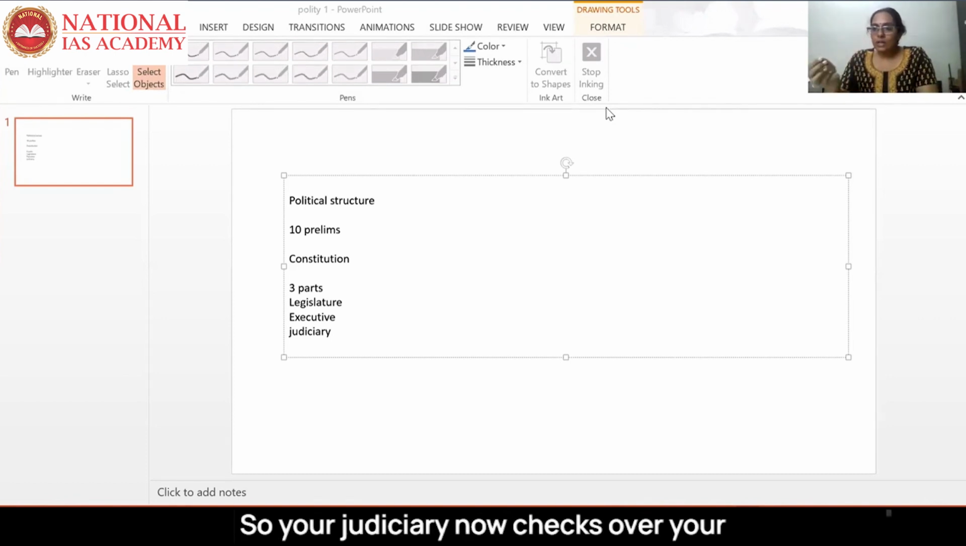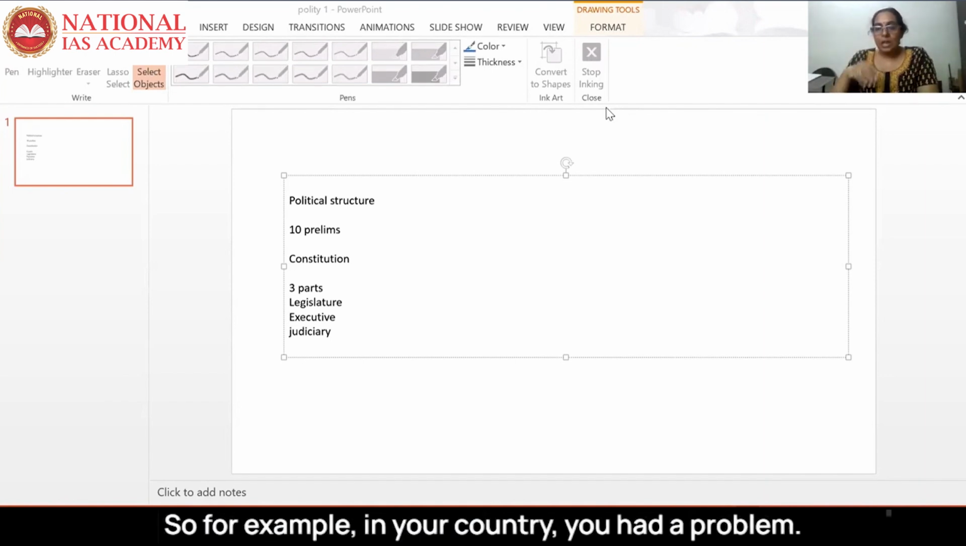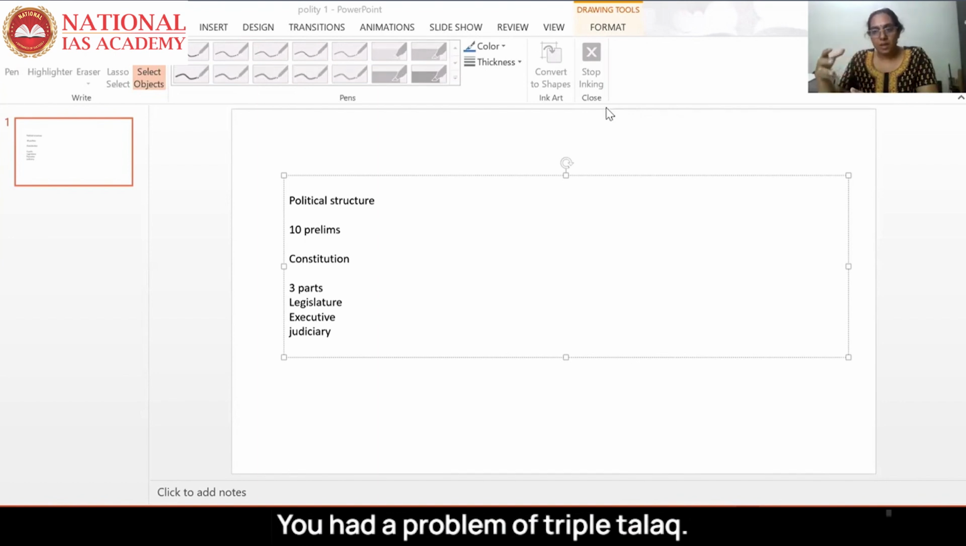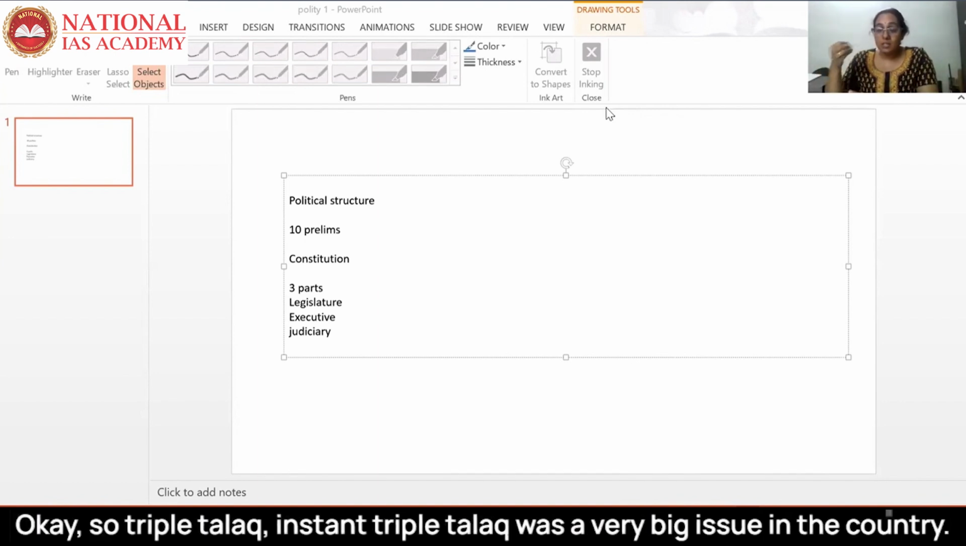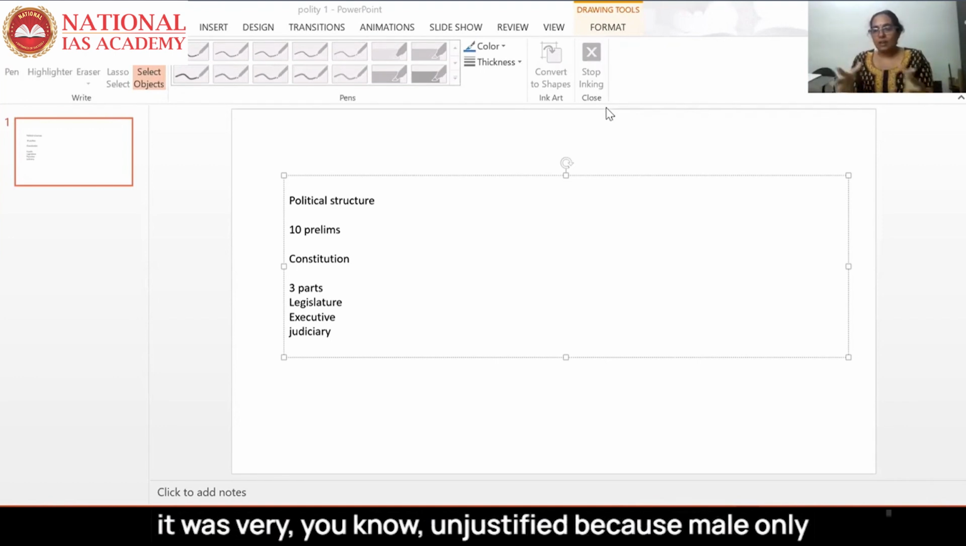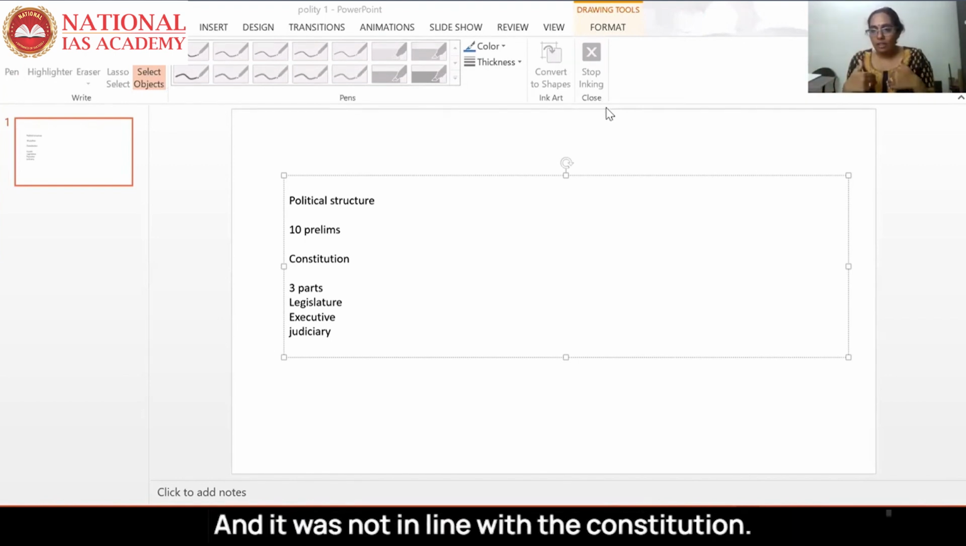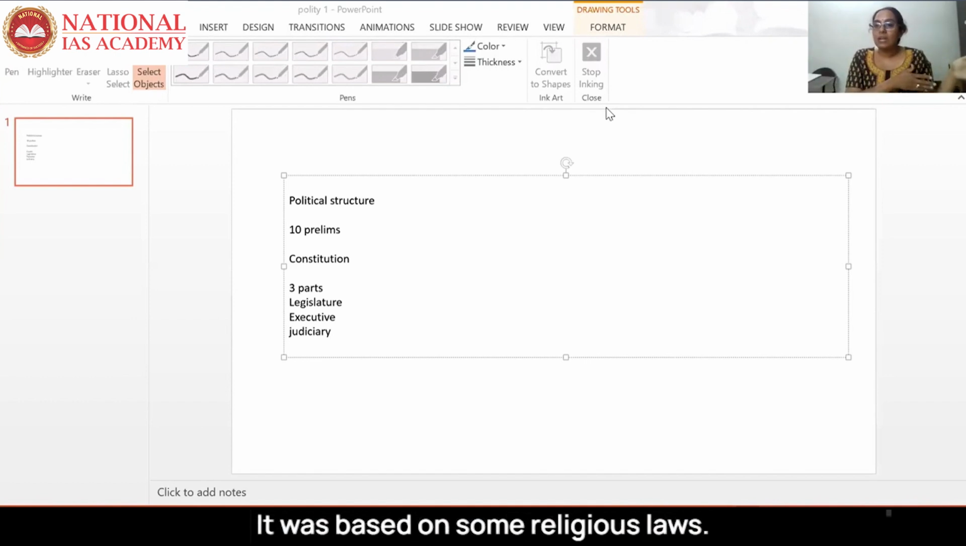So your judiciary now checks over your legislature, whether it is making a law or not. For example, in your country, you had a problem of triple talaq. Instant triple talaq was a very big issue in the country. Any person who wanted to divorce could do so, which was unjustified, because only the male could give that divorce, and the female could not exercise it. It was not in line with the constitution. It was based on some religious laws.